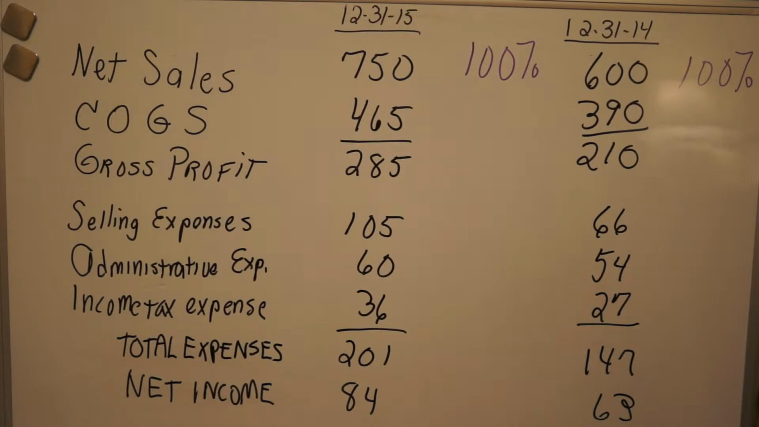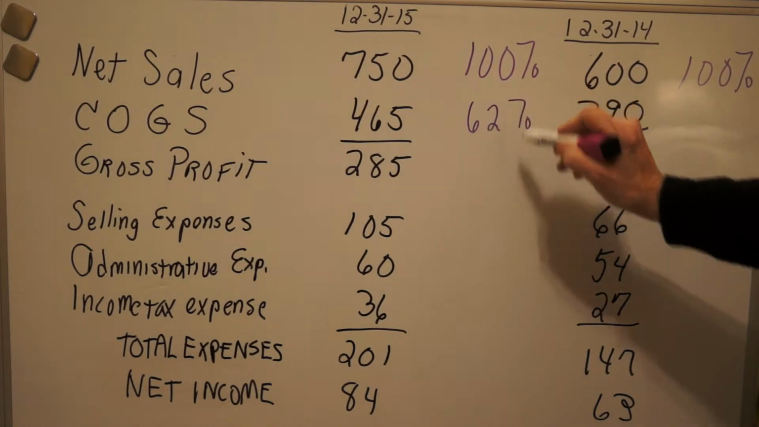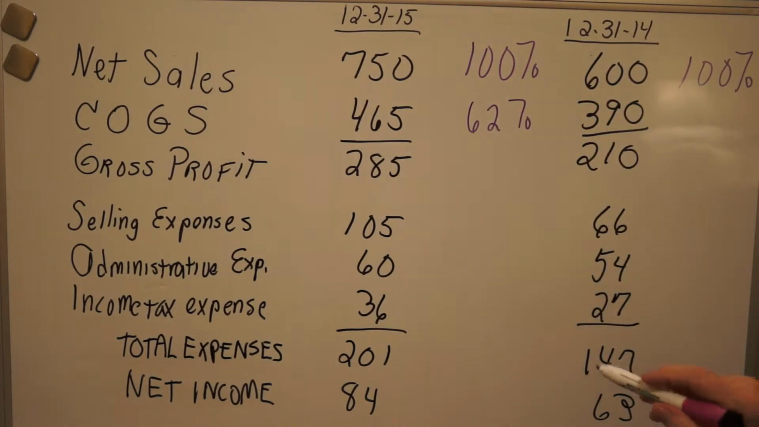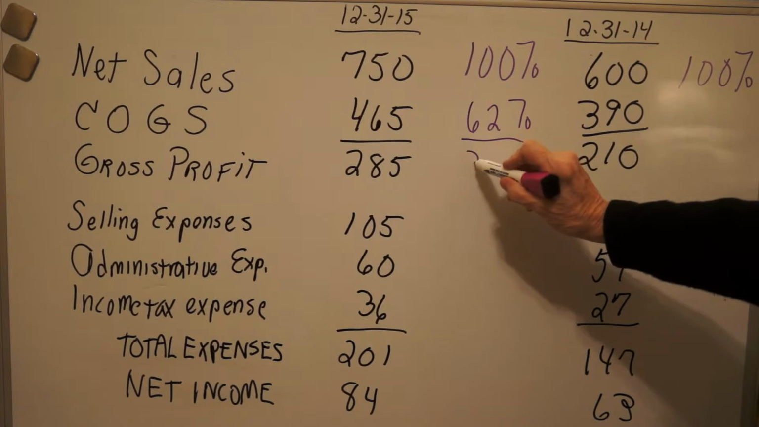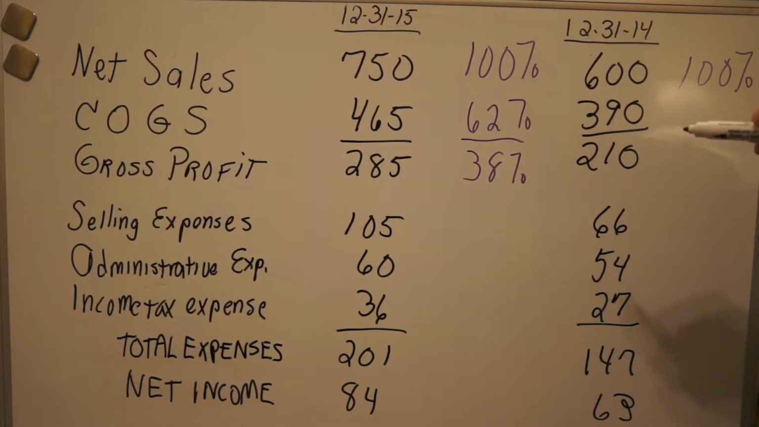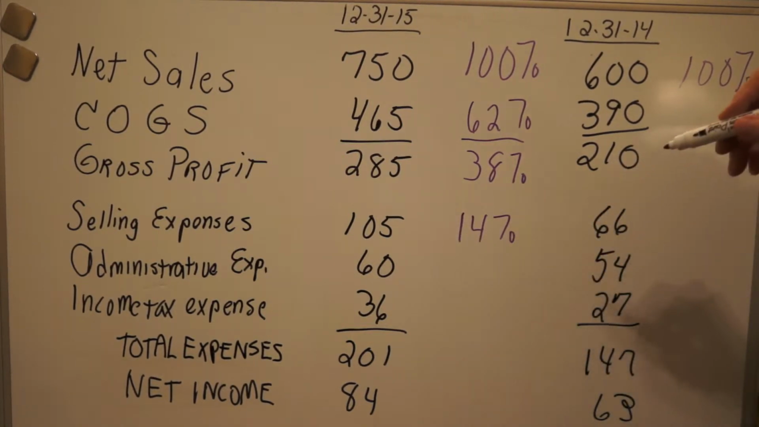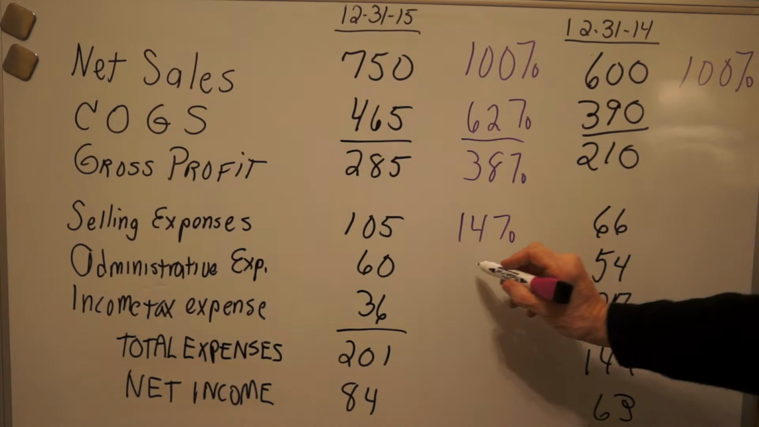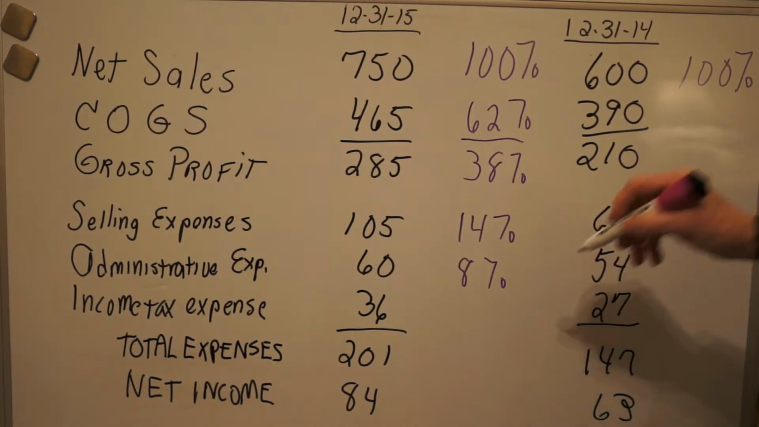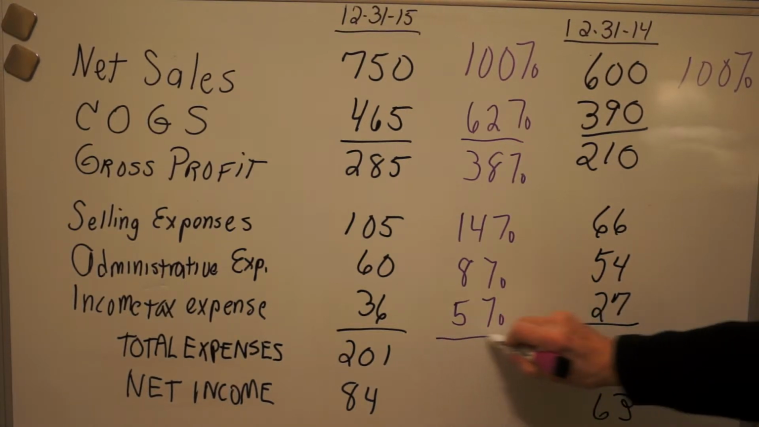So we go 465 divided by 750 gives us 62%. 285 divided by 750, 38%. And we would do 105 divided by 750, 14%. 60 divided by the 750, that's 8%. And so forth, each number divided by our net sales.